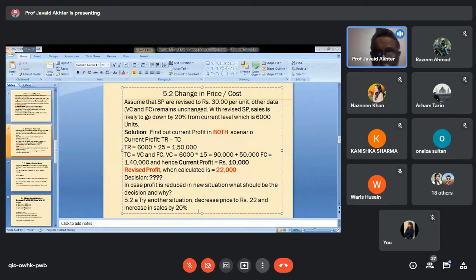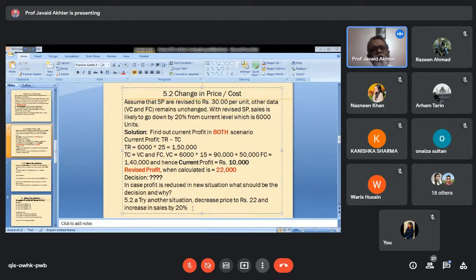You need to work out two things. Number one, verify that the calculation is correct. Number two, another example, another question. What will be the question? A firm is currently selling for rupees 25. It desires to reduce the price to 22. Other things remain the same. When the price is dropped from 25 to 22, sales are likely to go up by 20%. Should the firm decrease the price or not?